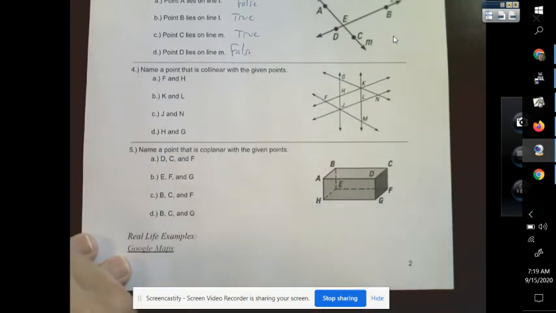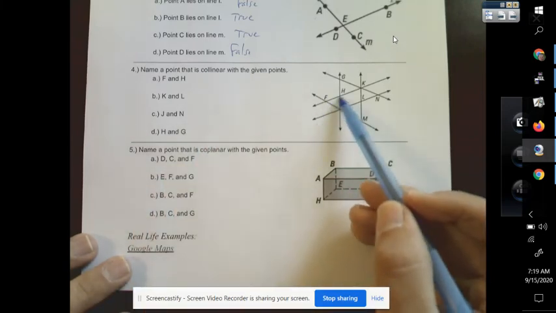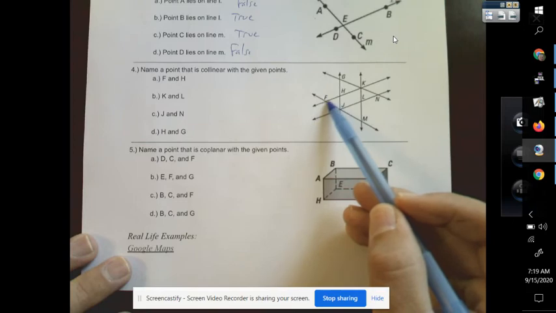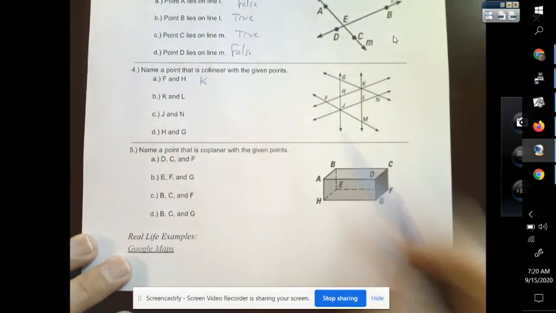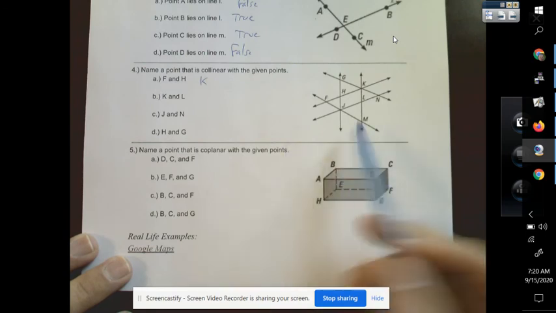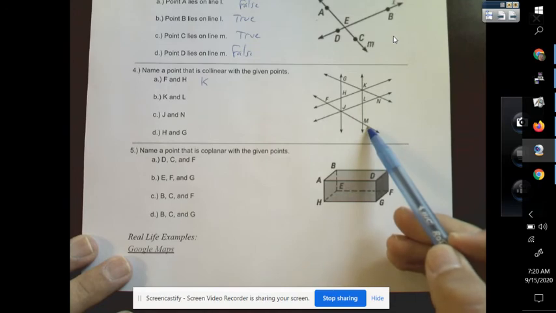Name a point that is collinear with the given points. F and H. Now, this one, don't make this difficult. F, H, follow it, follow, K. Point K, capital letter. K and L, KL, follow, M. Collinear, same line.